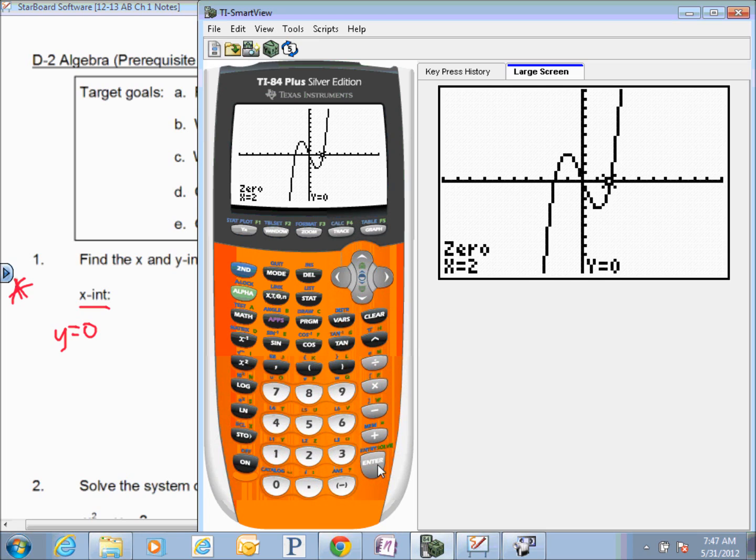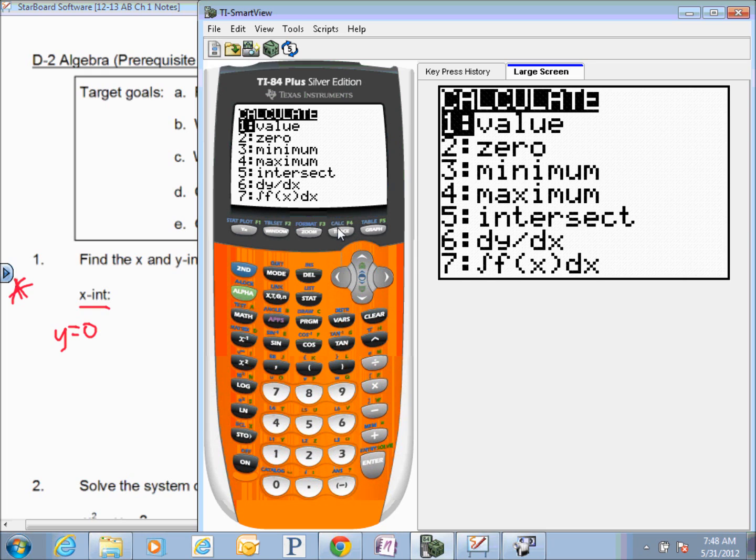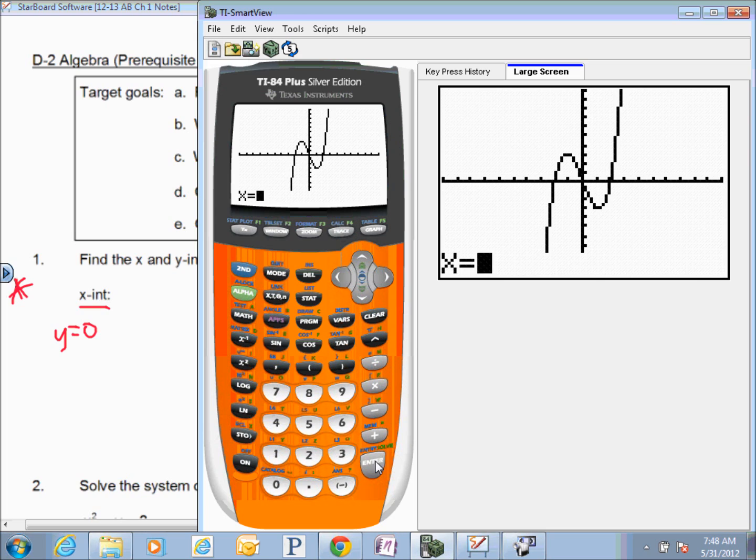I'm telling you it is, because now as we go to find the y-intercept, so for the x-intercept, we went into the calculate menu and we used the zero command. There is no y-intercept command. Instead, we're going to use the value command. We're going to choose number 1, which is value, and it's waiting for me to tell it what x value I want. Well, I want the y value when x equals 0, so punch in x equals 0, hit enter. There's my third zero and my y-intercept for that particular graph.